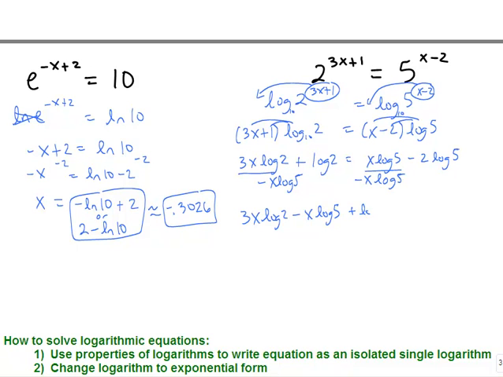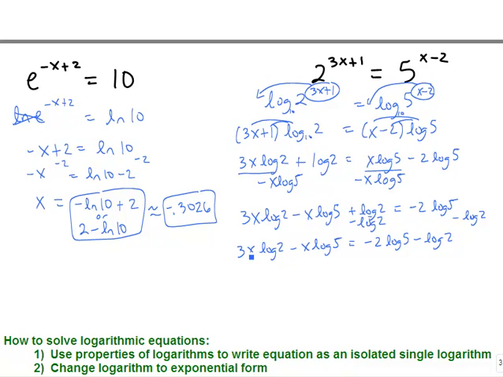I still have this log 2 on the left side. And that log 2 right here does not have an x in it, so it needs to move over to the right-hand side. So I'm going to subtract it to the right-hand side. So I get my two x terms on the left and my two terms that don't have x's on the right.